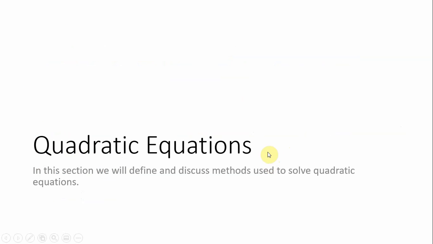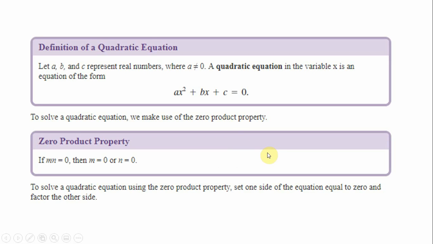So let's look at quadratic equations. Let a, b, and c represent real numbers where a is not equal to 0. A quadratic equation in the variable x is an equation of the form ax squared plus bx plus c is equal to 0. And to solve a quadratic equation, we make use of the zero product property if we can.